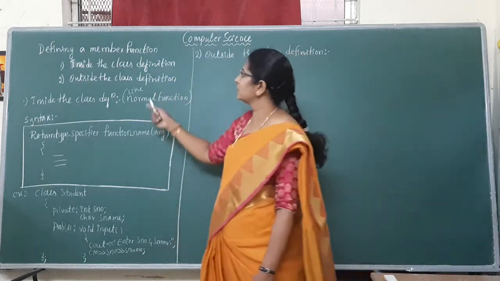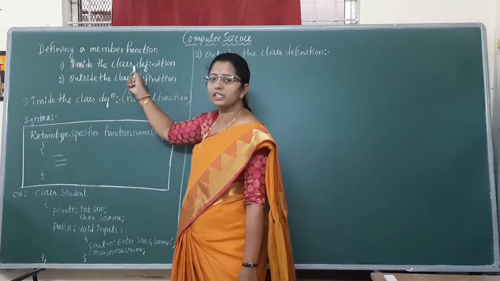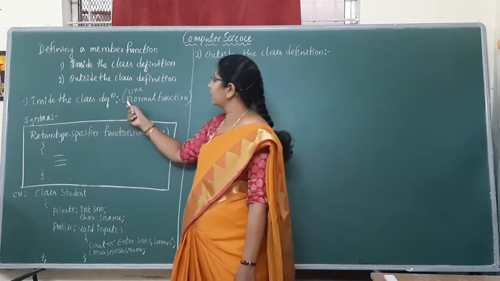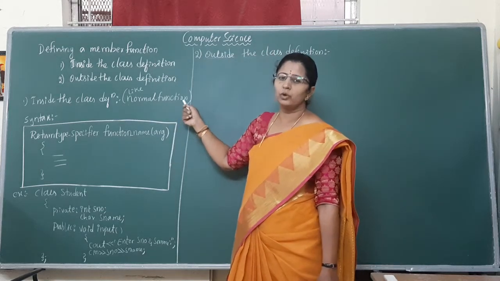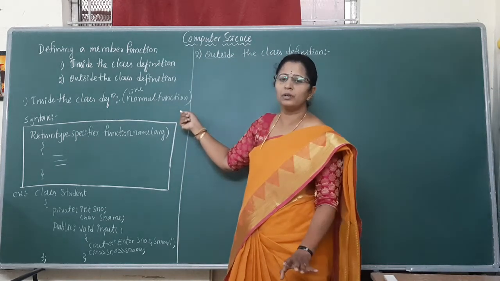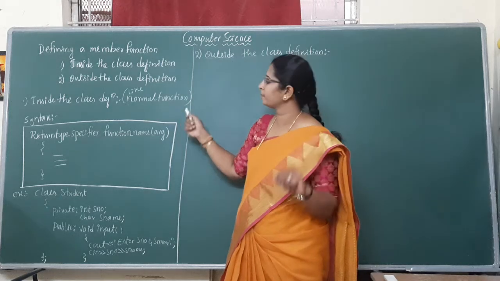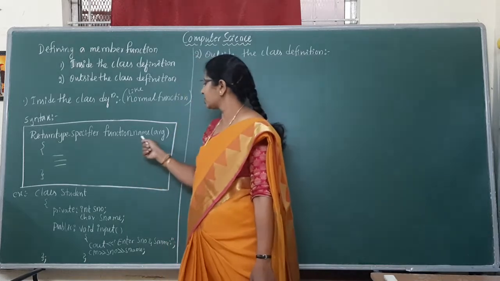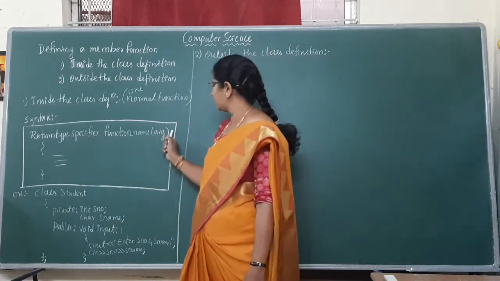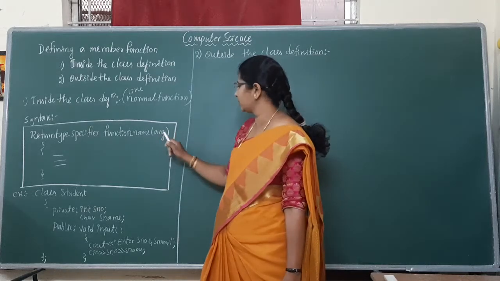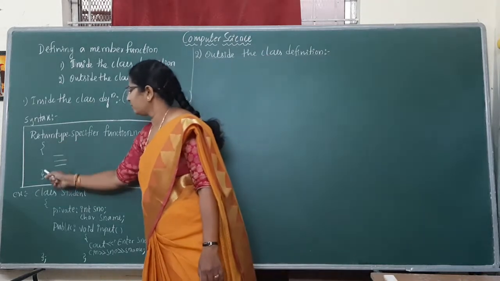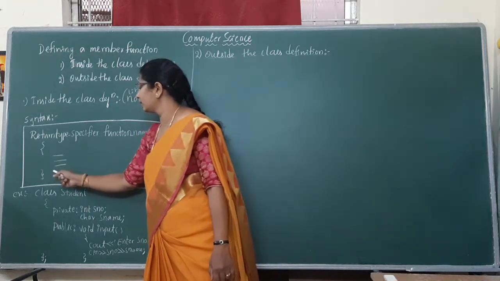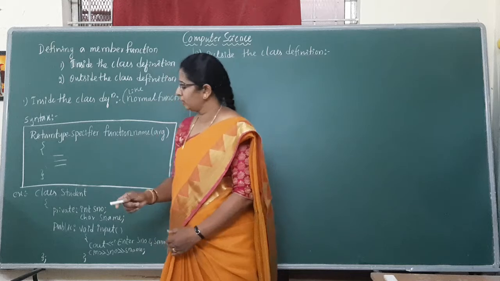In yesterday's class we discussed defining a member function inside the class, like a normal function. Those normal functions are similar to your inline functions. What is the syntax for that? Return type specifier, function name, argument, and there is no termination. Please remember, there is a body for the particular function. That means the task we need to do, that code is enclosed within the curly braces.